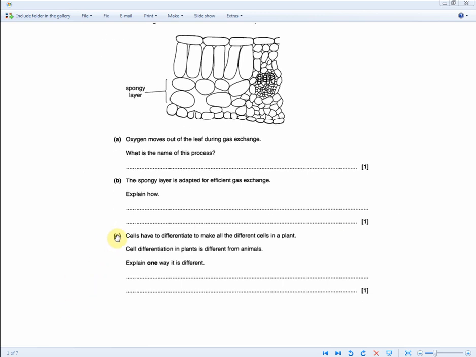And finally, cells have to differentiate to make all the different cells in a plant. Cell differentiation in plants is different from animals. Explain one way it is different. So don't be misled that this is talking about differentiation. That's just to mislead you about where you should be thinking about the answer. The real question is asking you, what's the difference between a plant and an animal cell? And as we've seen in a previous exam question, we know that the difference between an animal and a plant cell is three structures. A plant has a cell wall, a vacuole, and chloroplasts. These three things are what plant cells have that animal cells do not. So let's move on to the next section.